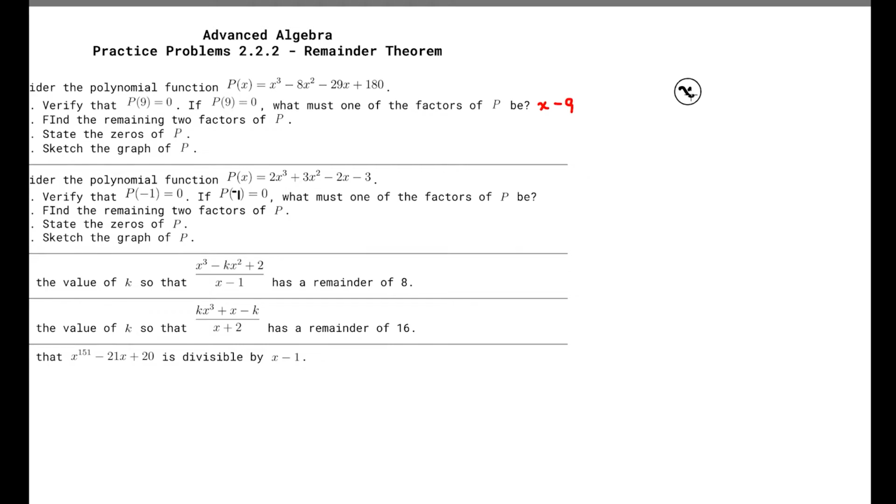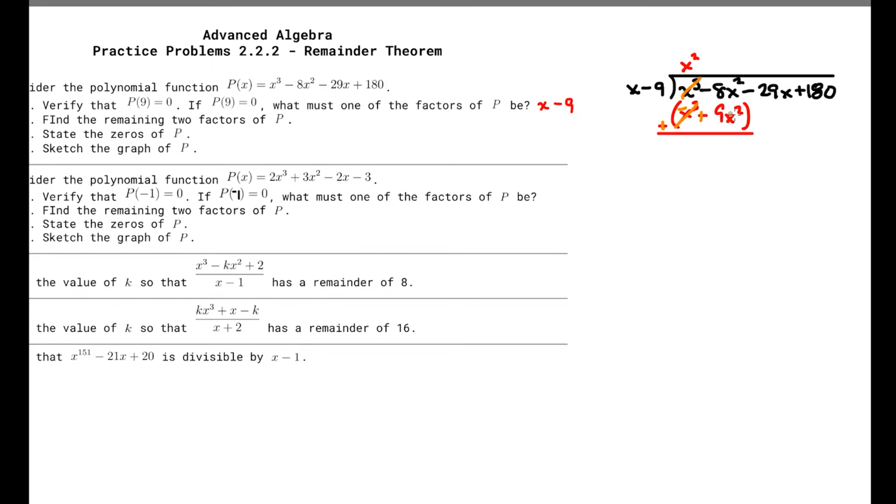So we have x to the third minus 8x squared minus 29x plus 180. Okay, and we're going to be dividing this by x minus 9. Now, since we've already gone over long division, I'm going to do this a little bit faster. So this is going to be x squared here, and it's going to be x cubed minus 9x squared. Put this in parentheses. We're going to subtract this off. Those leading terms should always cancel.